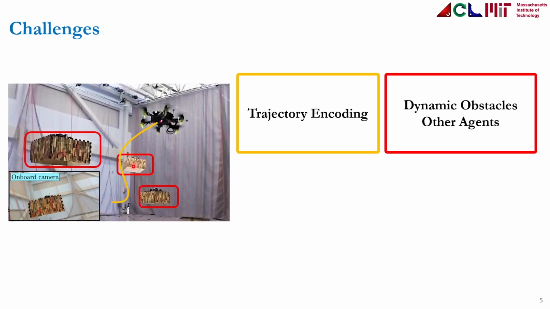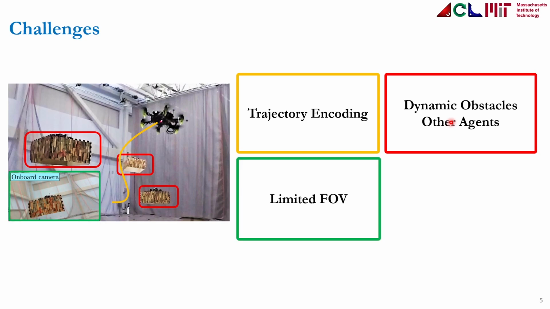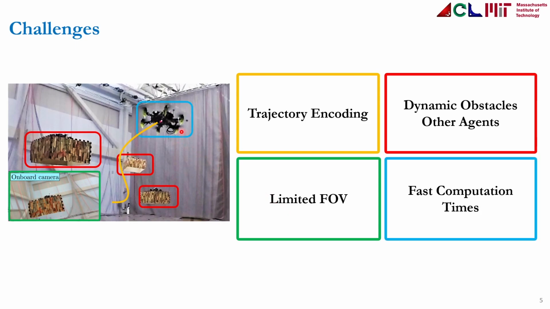Then we need to take into account the fact that there are other dynamic obstacles and other agents planning at the same time, and we need to ensure safety in these kinds of environments. Then we need to take into account that we have an onboard sensor that has a limited field of view, which means that we only gain information about the obstacles when they actually enter the field of view of the camera. And finally, we are in a dynamic world which demands very high replanning rates, which are actually pretty difficult to achieve in a computationally constrained platform like this one.